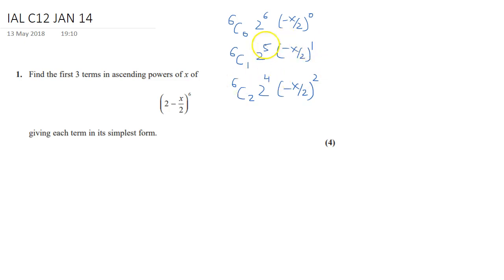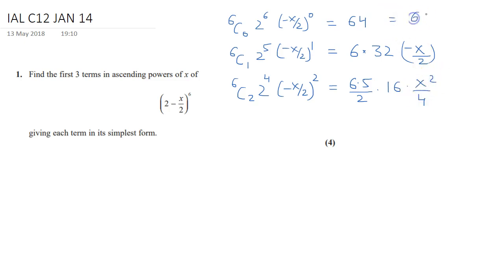4 and 2 is 6, 5 and 1 is 6, 6 and 0 is 6. 6c0 is 1, 2 to the power 6 is 64. 6c1 is 6, 2 to the power 5 is 32, and minus x over 2. 6c2 is 6 times 5 divided by 2, 2 to the power 4 is 16, and this is x square over 4.